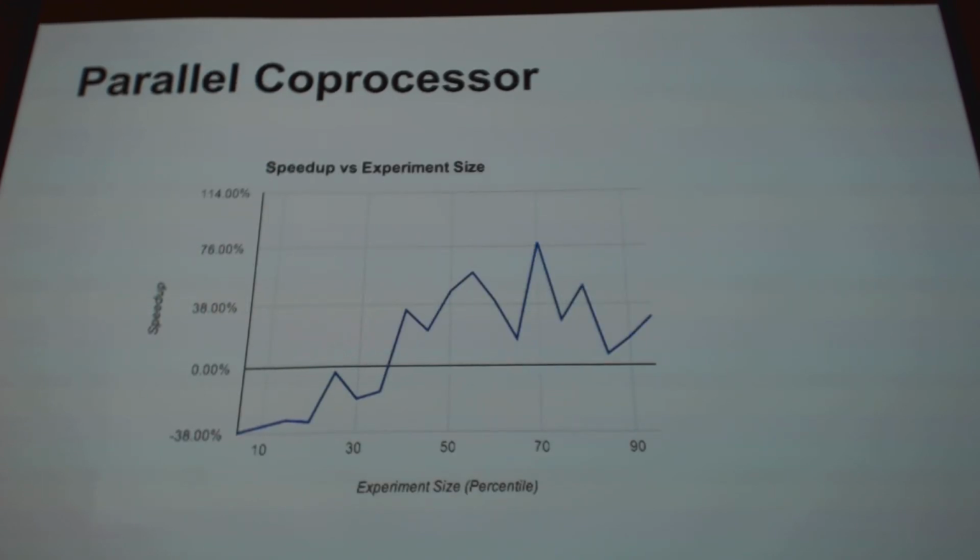To show you an example of that, when we did our parallel coprocessors, we actually found that for smaller experiments, just to show you, on the x-axis we have experiment size percentile, so that's 0 to 100 percentile. And on the y-axis we have what kind of speed up we got for those experiments. As you can see, for smaller experiments, doing parallel coprocessors was actually worse by up to 40%. But we found that we really cared more about the bigger experiments, and for those we were getting a speed up of roughly 30% on average.